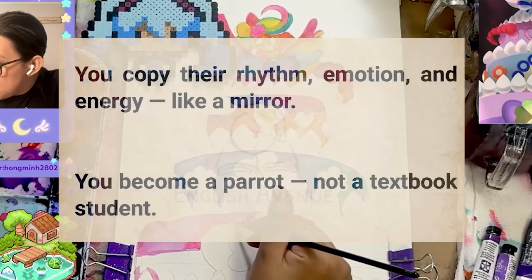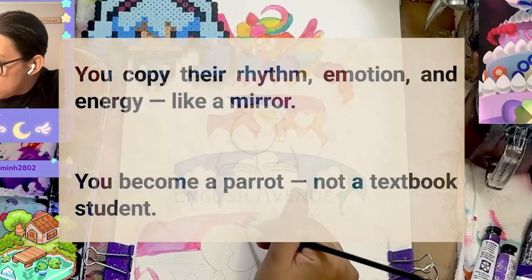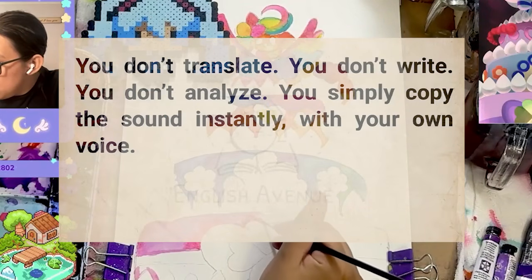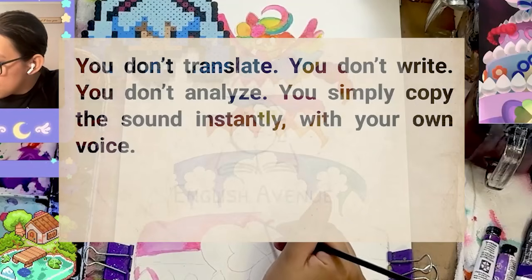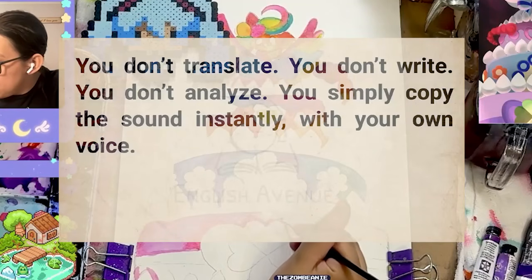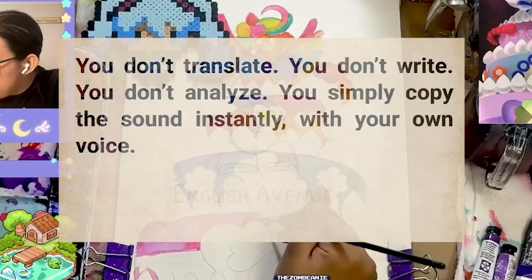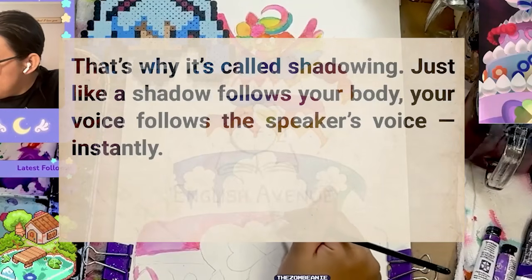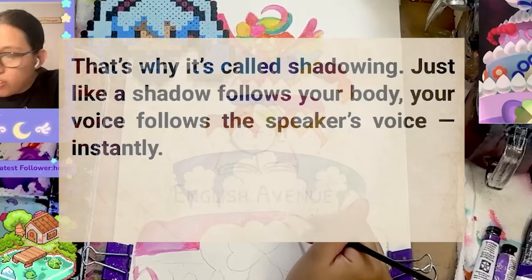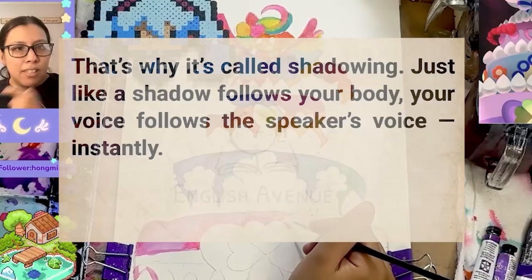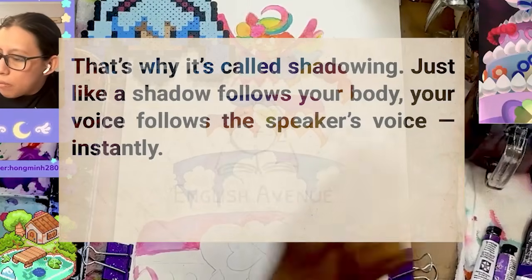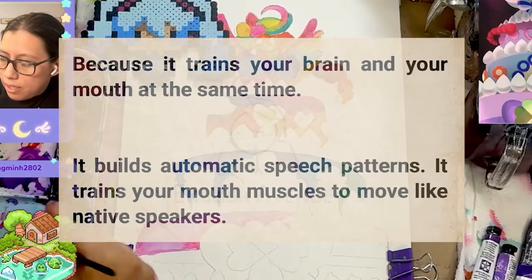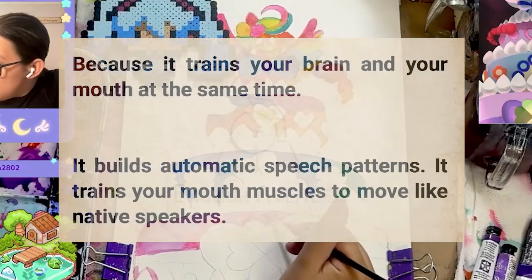You become a parrot, not a textbook student. You don't translate. You don't write. You don't analyze. You simply copy the sound instantly with your own voice. That's why it's called shadowing. Just like a shadow follows your body, your voice follows the speaker's voice. Instantly. Because it trains your brain and your mouth at the same time.